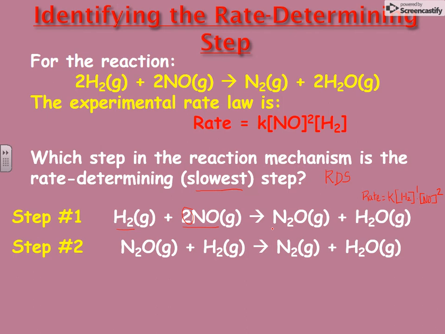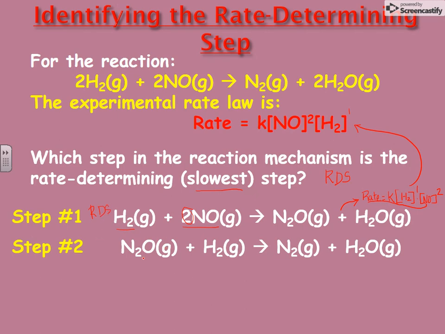Now remember, you can only write rate laws directly from their molecularity for elementary steps. This would not work for the overall reaction that you were given up here. So this is the rate law for the step 1 elementary step. And if you compare this rate law to the experimentally determined rate law, notice that it matches. Rate equals K times NO squared times hydrogen to the first. Well, that's exactly what we have here. So that means that step 1 is your rate determining step for this reaction.